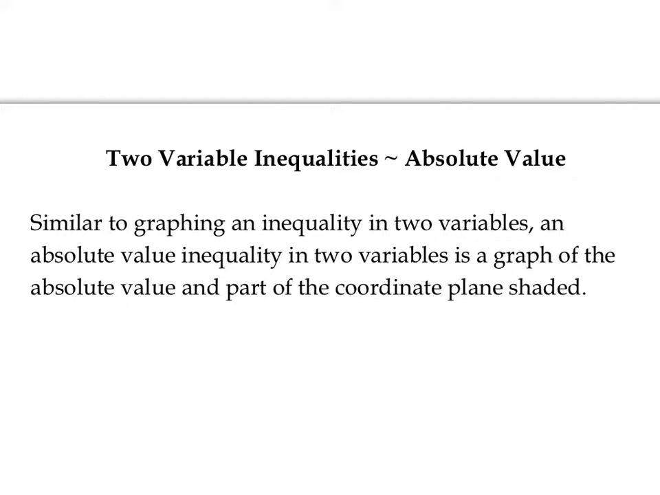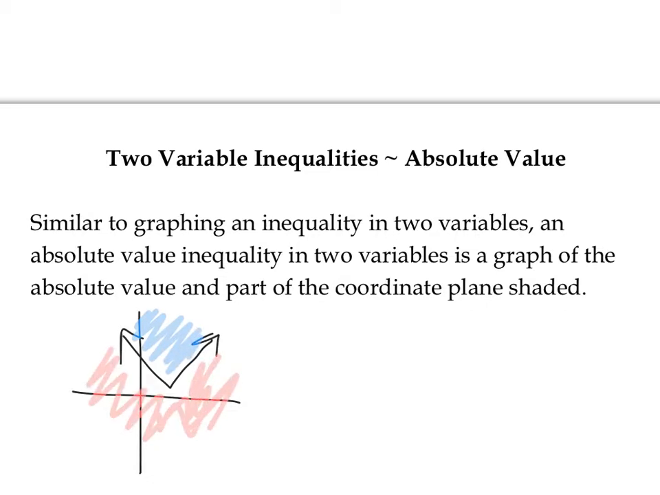We're going to graph an absolute value function. Let's say it might look like this. And then we're going to figure out where to shade. So we're either going to shade kind of inside of the V or around the outside of it. And we'll do that by testing a point, just like we did when it was a line. So we're going to graph the absolute value, and then we're going to figure out where to shade, similar to what we did with linear inequalities in two variables. So let's see an example.